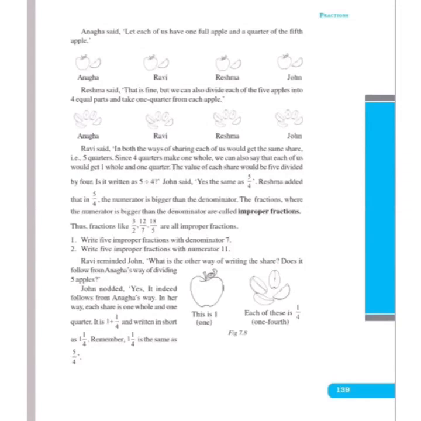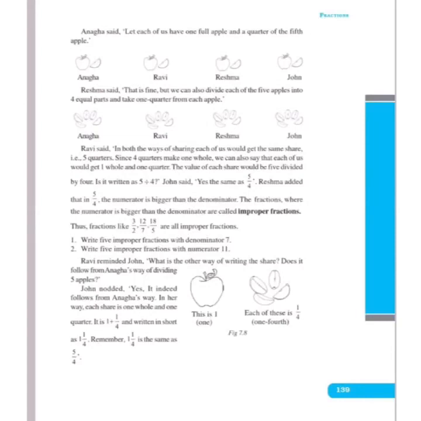So children, here you will observe that the numerator is greater than the denominator. So children, the fractions which have numerator greater than the denominator are called improper fractions, and these fractions are greater than 1. These are always greater than 1.